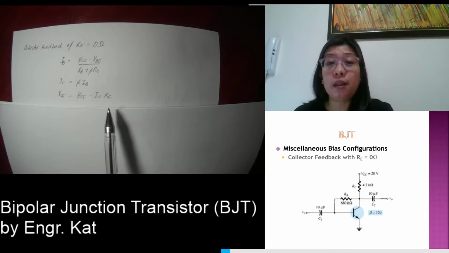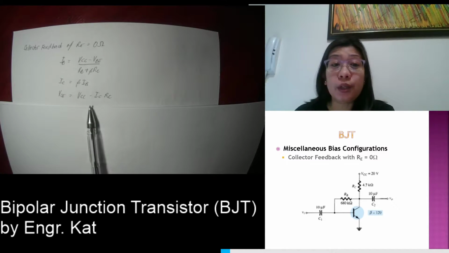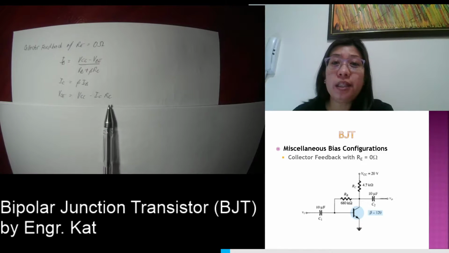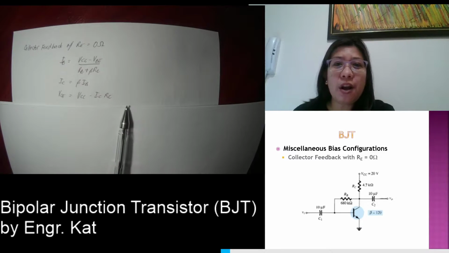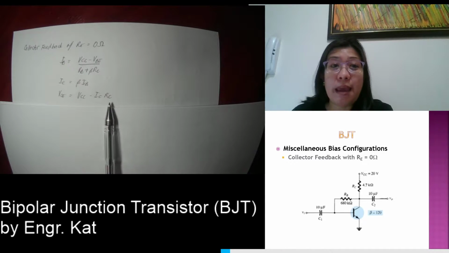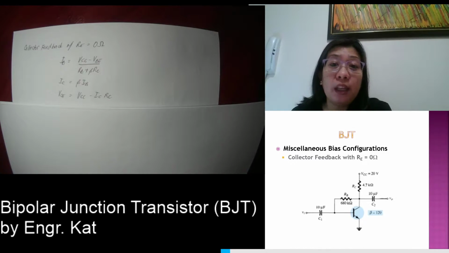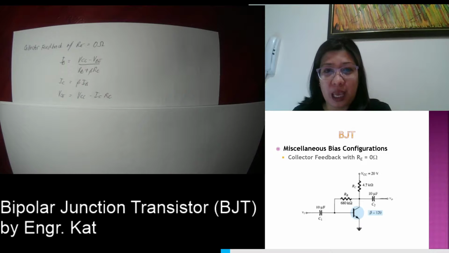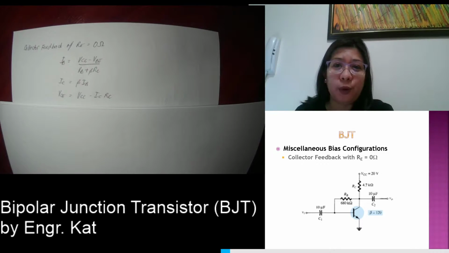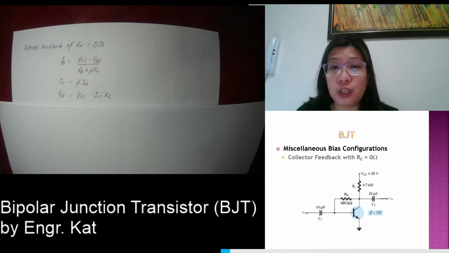And then lastly, if you will remember last time, this is VCC minus you have your IC multiplied by RC plus RE. But since our RE is equal to 0, what happens now is we just have here IC multiplied by RC. So that is the only difference. Okay, so if you encounter this type of circuit, the procedure is just the same. All you have to do is to drop your RE since we have shorted your emitter terminal. Okay, so another type of configuration that we have is this one.